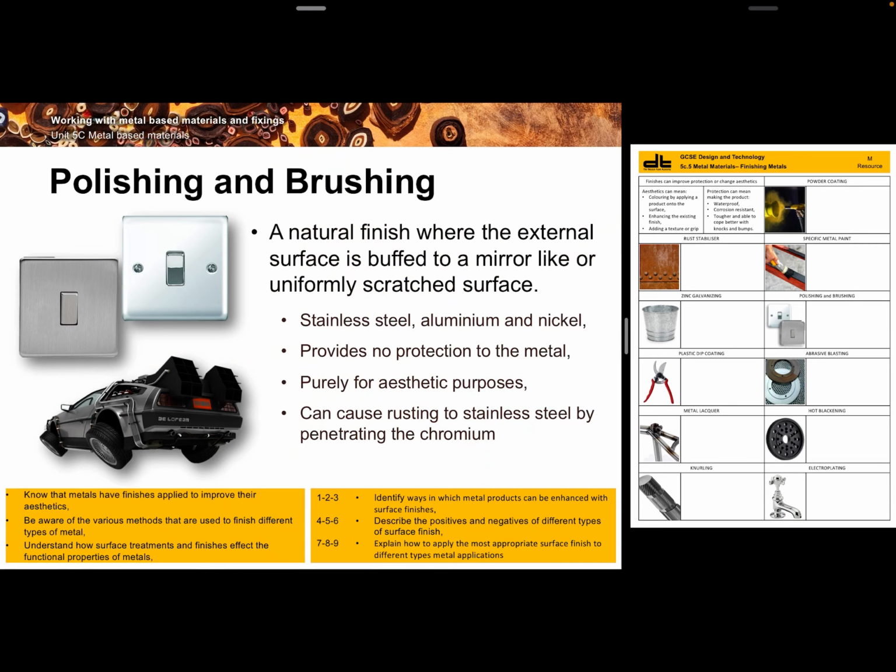Polishing and brushing. This is a natural finish. Basically the external surface gets buffed to a mirror-like or a uniformly scratched surface. So it could be mirror-like in terms of that light switch, or it could be the brush finish like that one, where all the scratches are going in the same direction as a grain and you get the nice appearance. Things like stainless steel, aluminium and nickel are perfect for this.